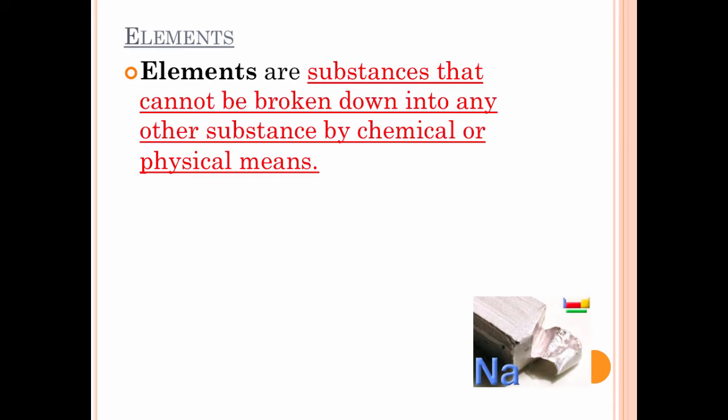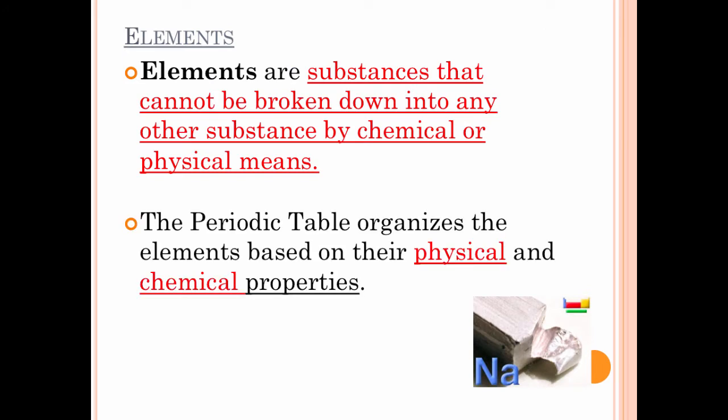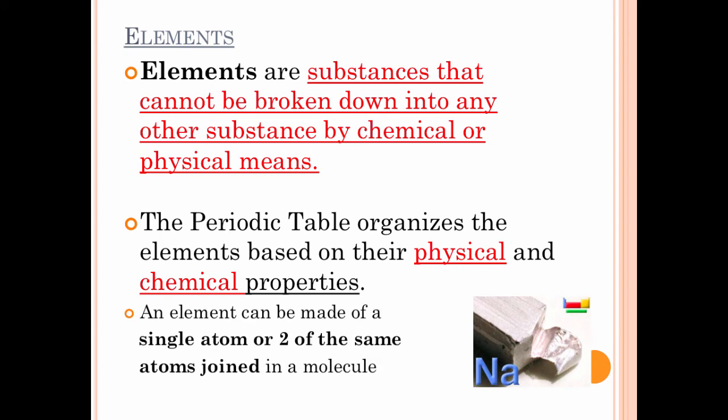So let's review what an element is. The definition of an element: substances that cannot be broken down into any other substance by chemical or physical means. Pretty much elements are pure. The periodic table organizes these elements based off their physical and chemical properties. An element can be made of a single atom, like just Na, or two of the same atoms joined together, like Na, Na, in which case we would write Na2. So He or H2, because they are both made of the same type of element, it is pure.